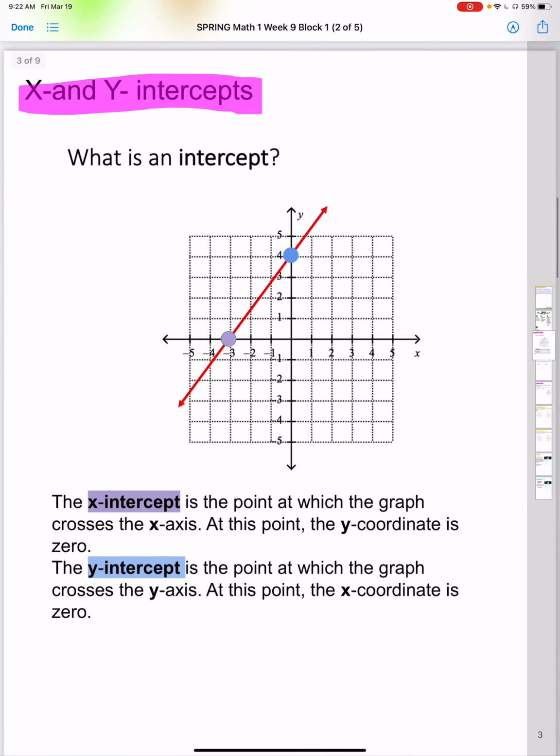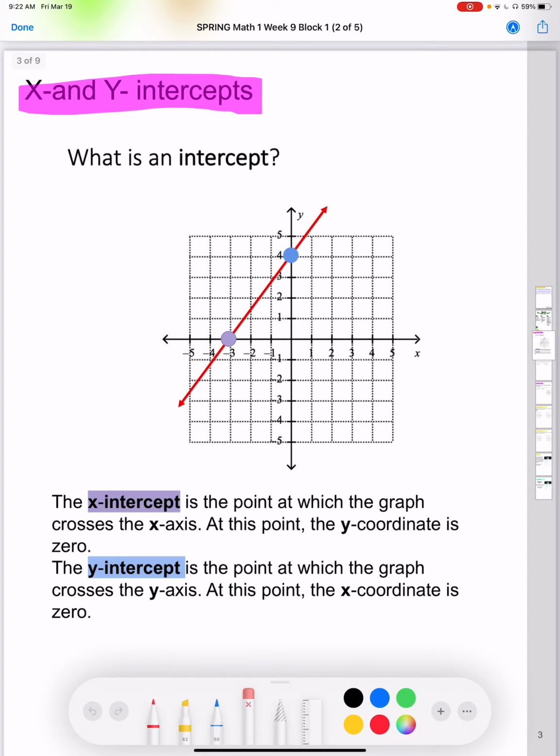All right, so here's the first page of notes. So X and Y intercepts, what is an intercept? So I have those down at the bottom for you. I color coded for you. So an x-intercept is the point at which the graph crosses the x-axis. So here is the x-axis, the graph crosses here, so this is an x-intercept, okay?